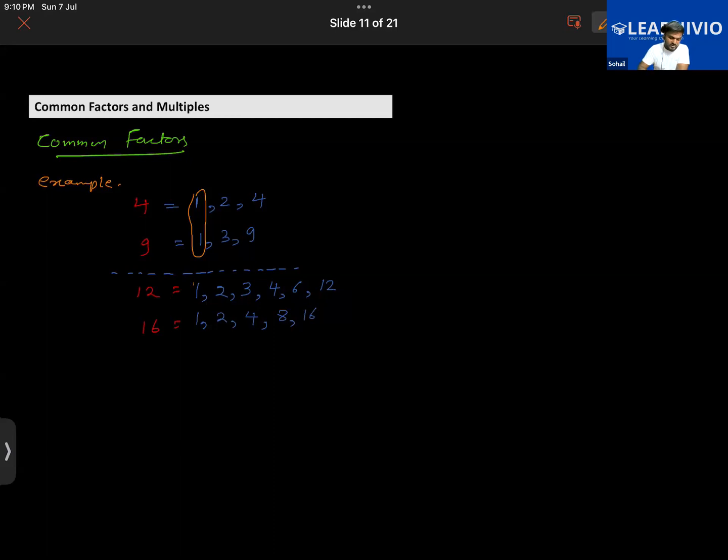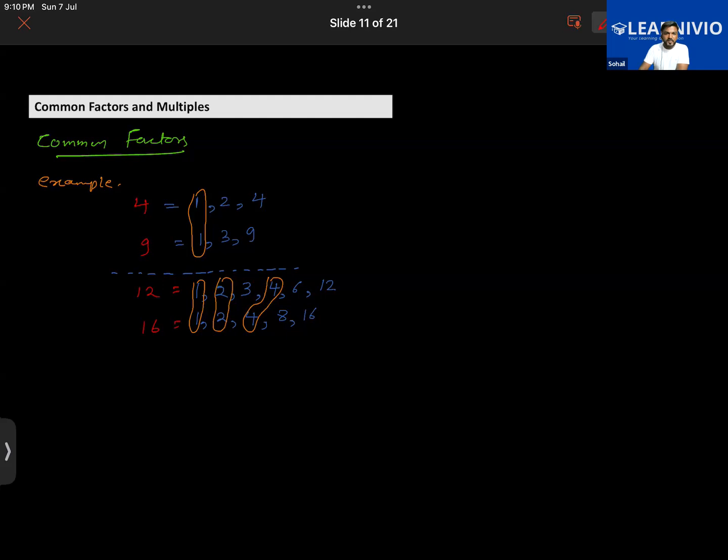Like 1 is obviously common. Okay. 2 is common, isn't it? And which is the next common number? 4, isn't it? Yes, 4 is common here. Any other number which is common? No. Right. Good. So what we saw here is that we have got some common factors of the given numbers.